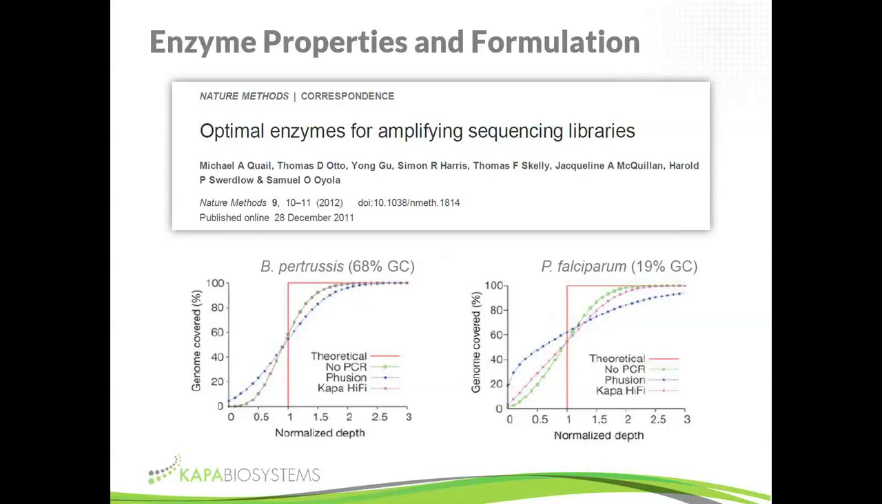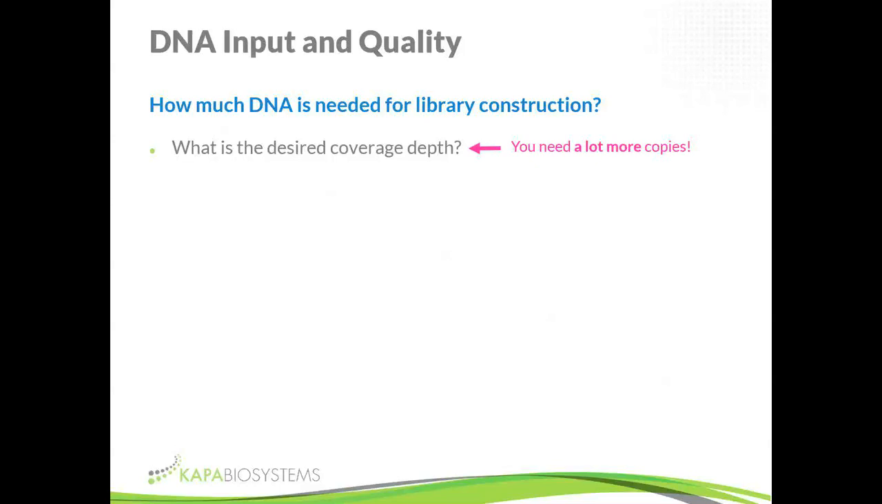This brings us to the second parameter, DNA input and quality. The question to ask here is how much DNA do you need for library construction? The first place to start answering that question is, what is your coverage depth? For instance, if you're doing whole genome sequencing and you need every base covered at 30x, then you need to sequence at least 30 unique molecules. You need at least 30 unique overlapping fragments for each position, which means you have to start with at least 30 copies of your genome.